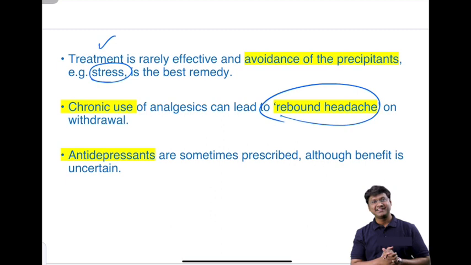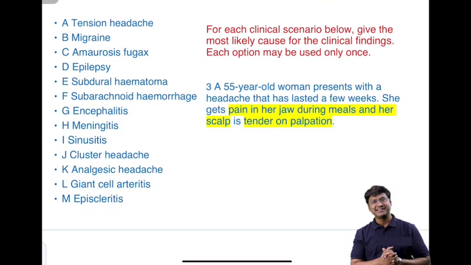And the other preferred drugs are the antidepressants. Antidepressants are sometimes prescribed, although the benefit is uncertain. Sometimes they are prescribed in order to reduce that particular stress, or because the individual has to come out of the depression. So this is about your tension headache, where the description is given as the band-like headache. That is the classical description of the tension headache.